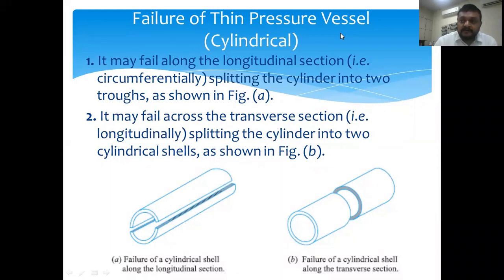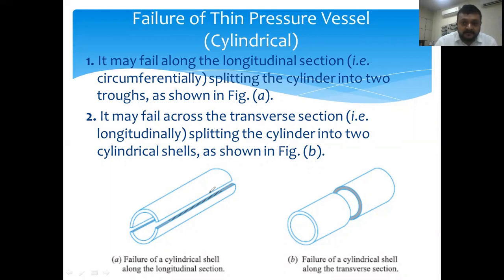For thin pressure vessels, we discuss the cylindrical shell and circumferential stress. Pressure vessels in the form of a cylinder: this is the design of the cylindrical pressure vessel. Then you will see the spherical pressure vessel later on. Spherical means globe. Here you have to see the cylinder.